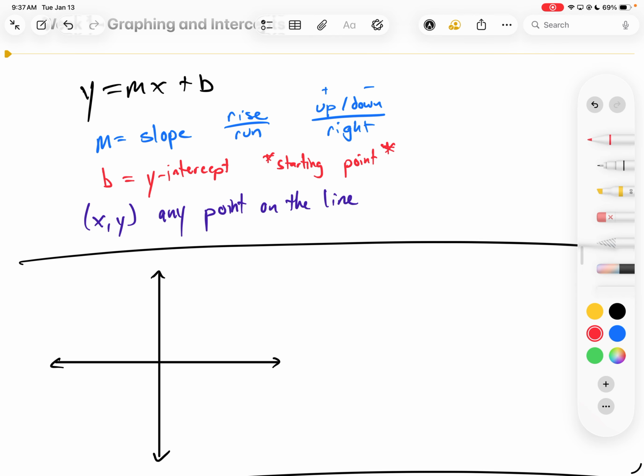The x and y are any point on the line. That is an ordered pair. x comes first, y comes second. Every single variable in an equation like this does mean something. So any point that would fit on that line, we'll talk more about that in a second.